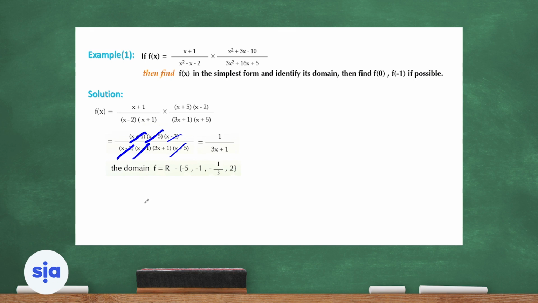After that, the question wants us to find f of 0. For f of 0, we can go to the simplified one or the original one, but the simplified one is way easier for you. We go to the simplified one and we substitute each x by 0, so it will be 1. We cannot substitute and find f of negative 1, as x equals negative 1 is not in the domain.